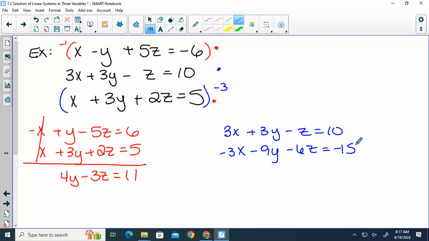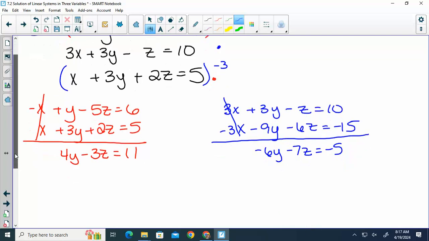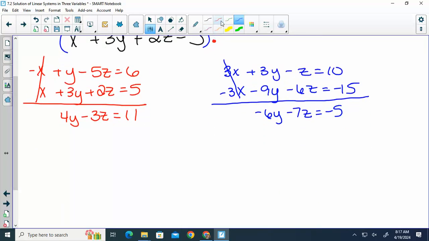I add those. These cancel. So we have -6y minus 7z equals -5. And now we're down to 2 equations that both have two variables.